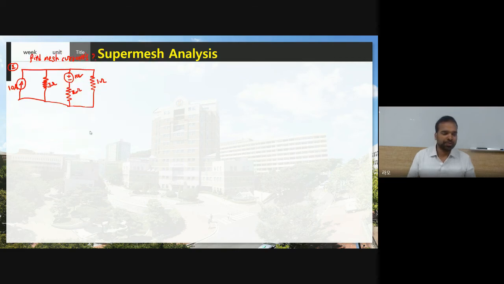Now in problem 2, you need to find the mesh currents. Can we apply supermesh analysis to this? Is it a planar circuit? Yes, it is a planar circuit. Therefore, we can apply supermesh.